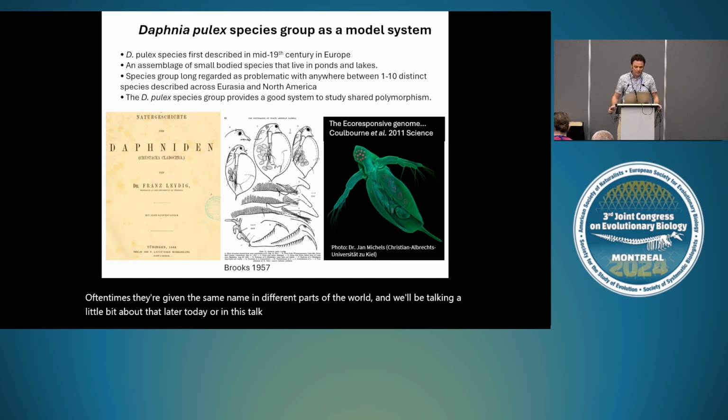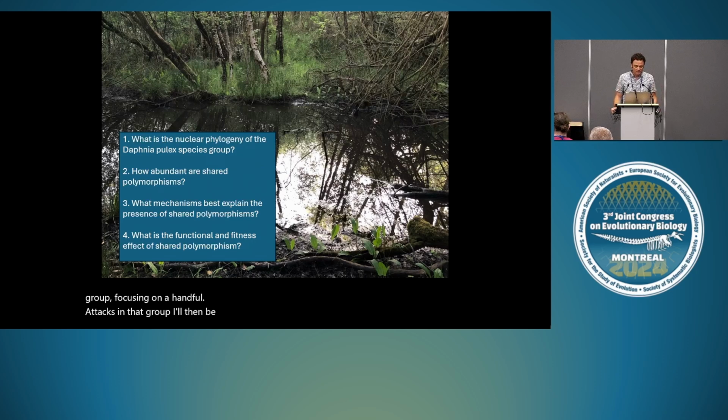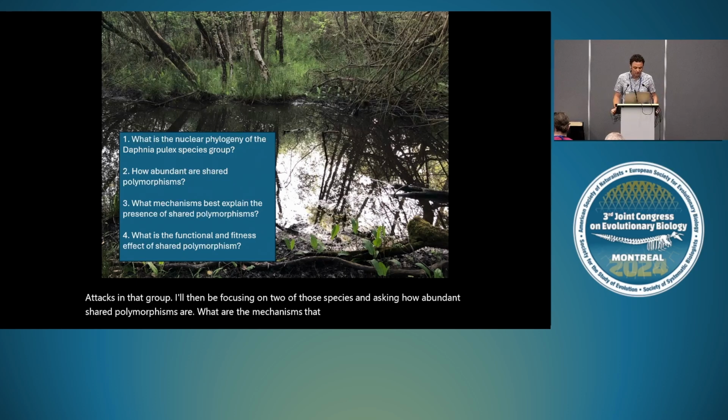But I want to just put a plug that Daphnia pulex is a really good species for studying shared polymorphism because of this interesting pattern of speciation that they show, as well as the excellent genomic resources in this species group. So in this talk, I will be exploring the nuclear phylogeny of the Daphnia pulex species group, focusing on a handful of the taxa in that group. I'll then focus on two of those species and ask how abundant shared polymorphisms are, what mechanisms can best explain the presence of these shared polymorphisms, and then the functional and fitness effect of one really intriguing shared polymorphism that we discovered.